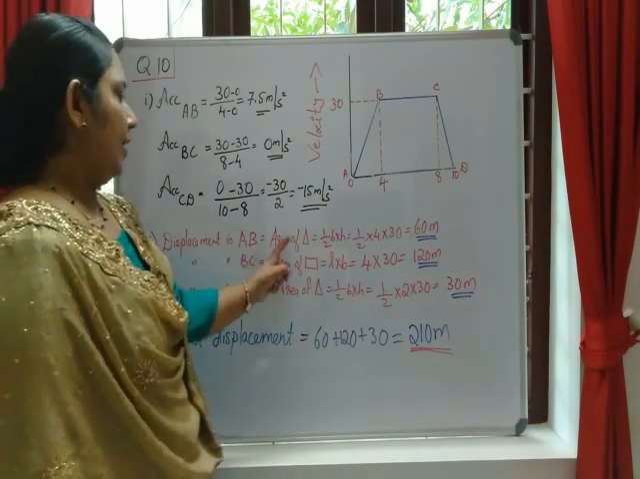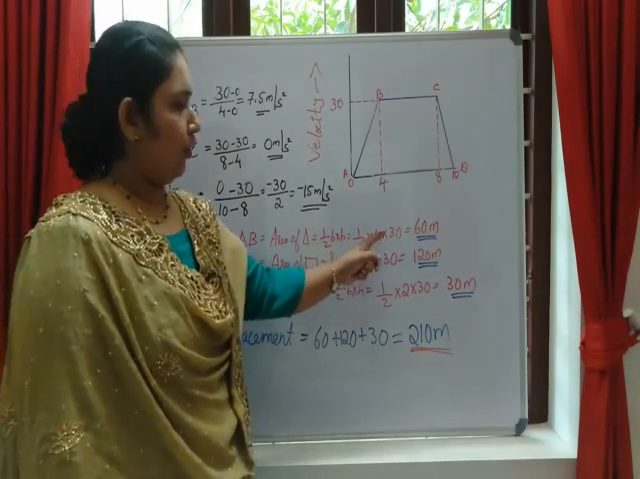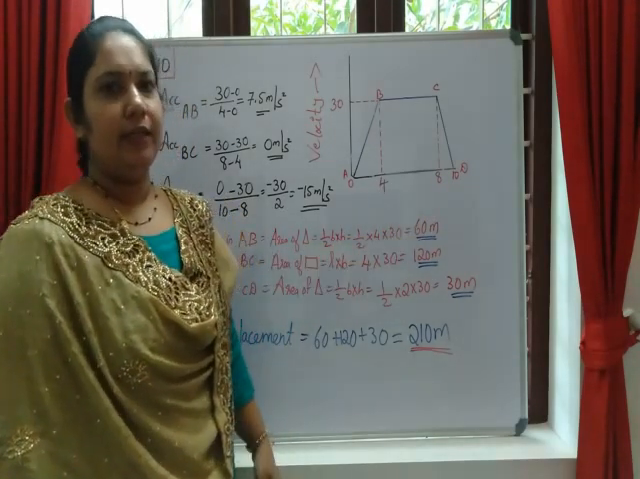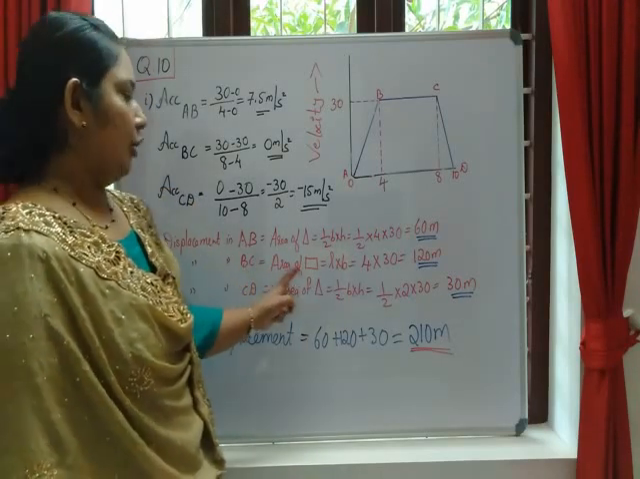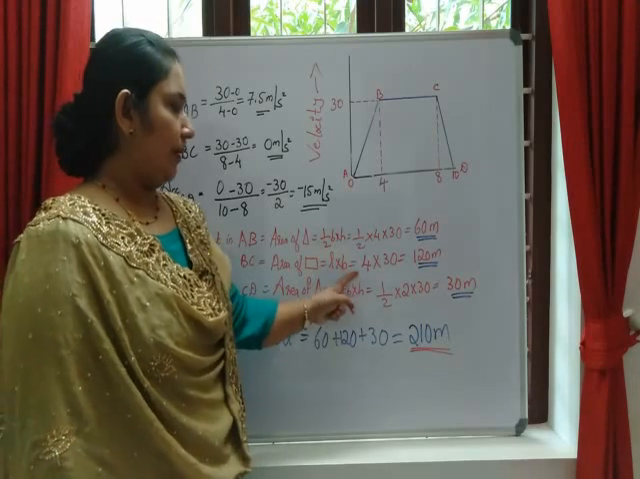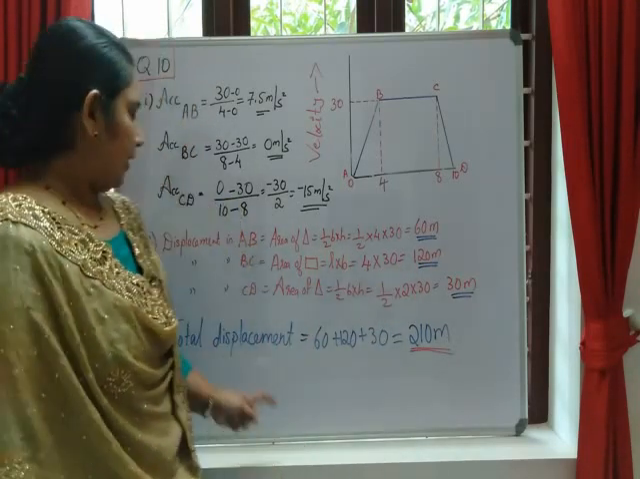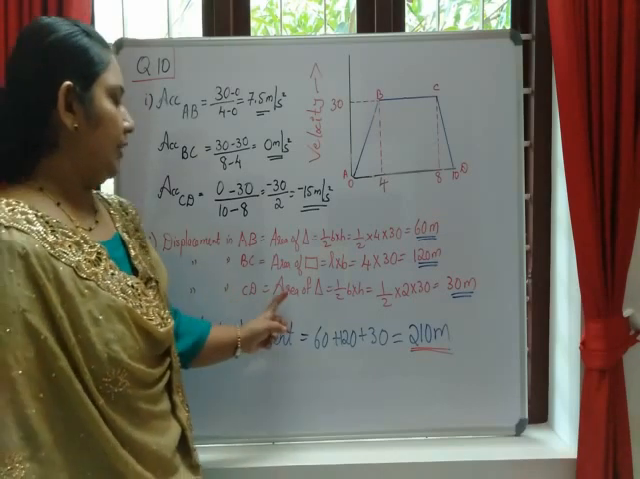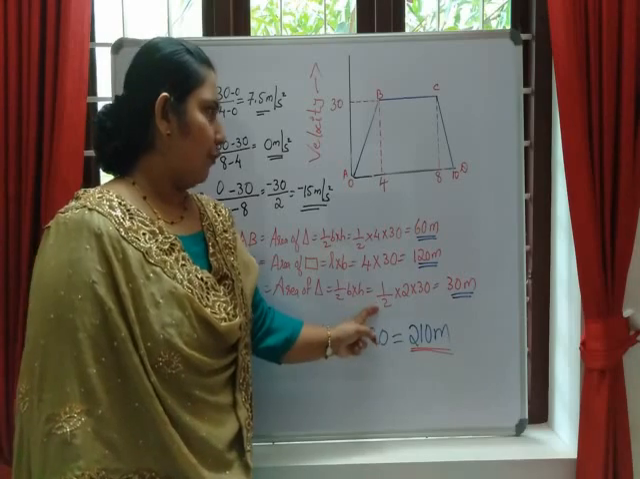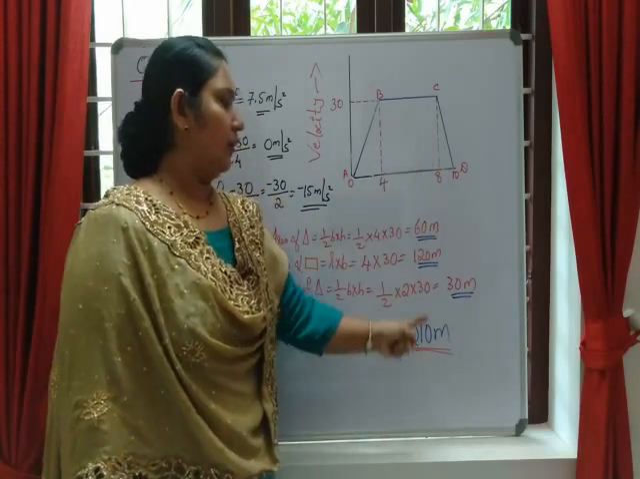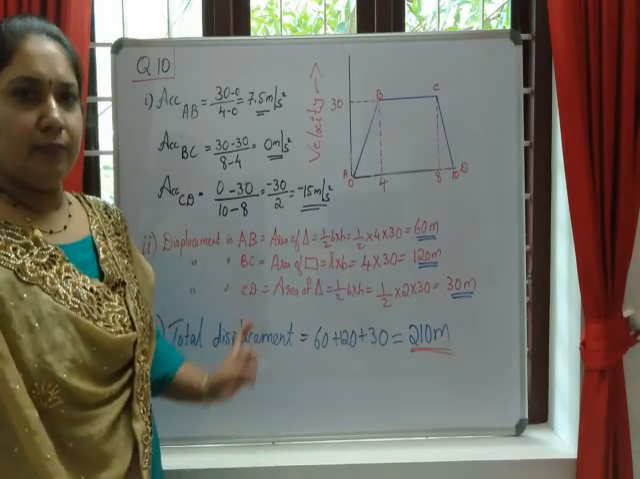So displacement in AB is the area of the triangle, half into base into height, half into 4 into 30. You will get 60 meter. Then displacement in BC, area of a rectangle, length into breadth, 4 into 30, 120 meter. And displacement in CD, area of the triangle again, half into base into height, half into 2 into 30. You will get 30 meter. So the second sub question is over.